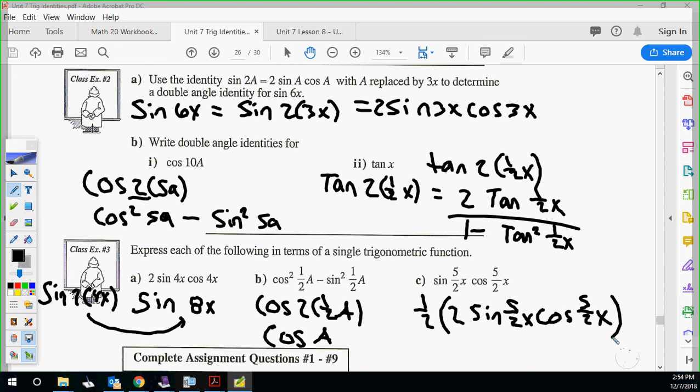Okay, so let me say that again. I wrote a half to get a 2 so that I can do stuff to make this a double angle. So now the half just hangs out. The half is part of your answer. Now just worry about this. What would that be now? Sine of 2 times 5 over 2x. Yep, so it'd be sine 2 times 5 halves x. The 2's cancel, so you essentially get 1 half sine 5x.